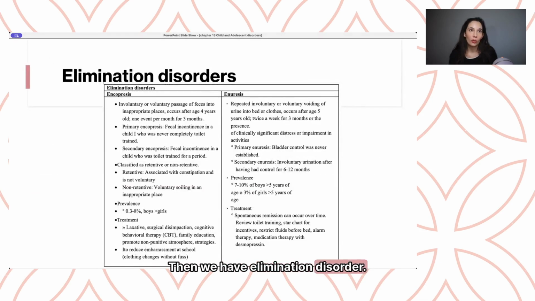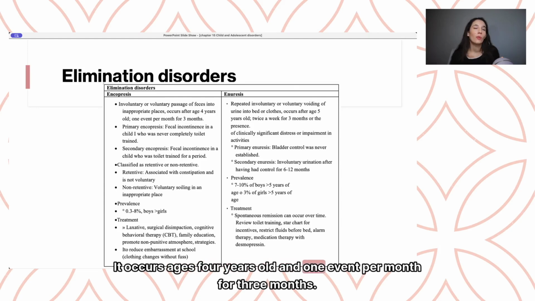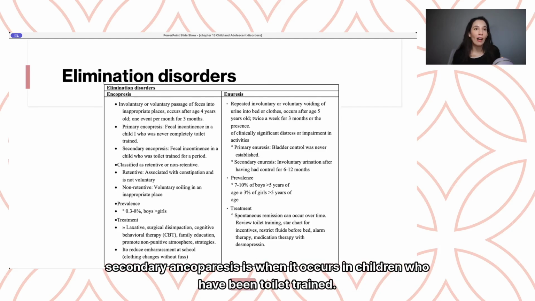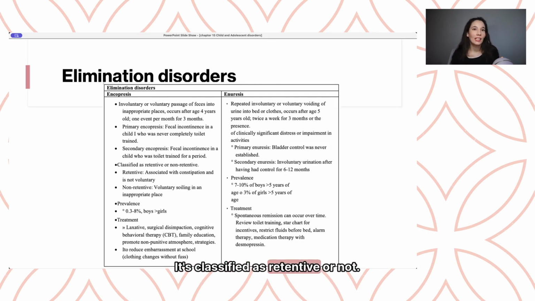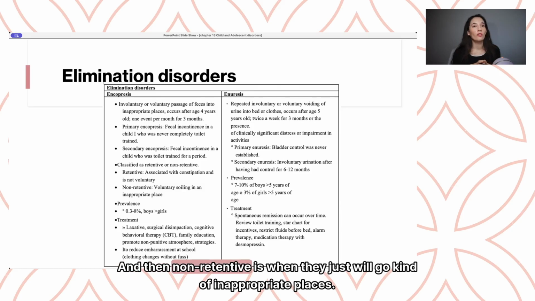Then we have elimination disorder. So there is encopresis and enuresis. So encopresis is the involuntary or voluntary passage of feces in inappropriate places. It occurs at age 4 years or older, with one event per month for 3 months. So primary encopresis is fecal incontinence in the child who has never completed toilet training, and secondary encopresis is when it occurs in children who have been toilet trained. It's classified as retentive or non-retentive. So retentive is when they hold it until they physically cannot hold it anymore. And then non-retentive is when they just will go in inappropriate places.